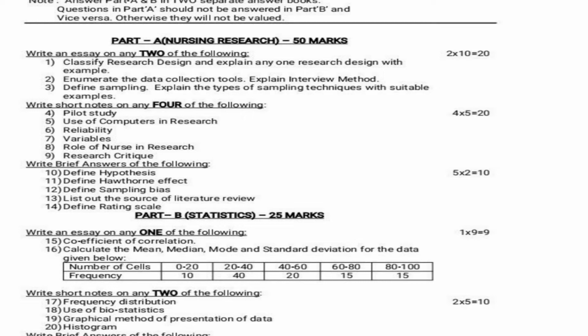Number of cells. First I will tell the cells: 0 to 20, 20 to 40, 40 to 60, 60 to 80, 80 to 100. Frequency under 0 to 20 it is 10, 20 to 40 it is 40, 40 to 60 it is 20, 60 to 80 is 15 and 80 to 100 is 15.